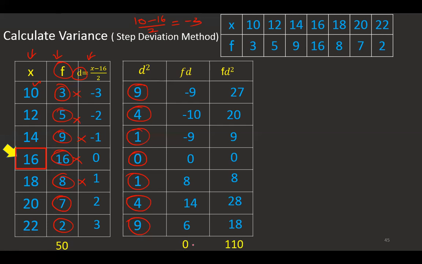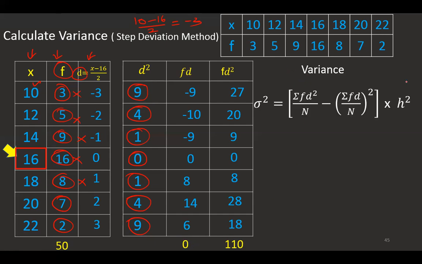Please note 0 has come. That is why step deviation is used, so one of my calculations will be easy for me to do. Now I'm going to use the formula. Note down this particular thing, very important: you are multiplying by h square, not h. You have to remember. In the step deviation method, we are multiplying with h or c or i, anything maybe. Now here I'm using it as h. You have to remember.